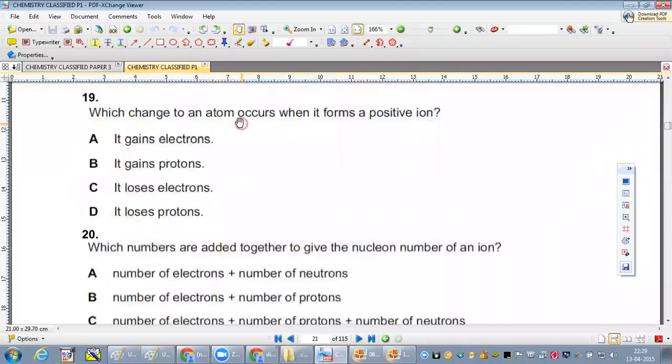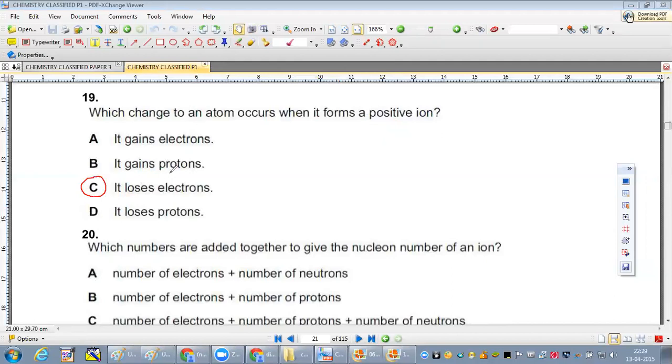Which change to an atom occurs when it forms a positive ion? Remember, when there is a positive ion, it means it has one or more positive charges. Positive charge is carried by protons, so the number of protons will be more and the number of electrons less. Only electrons can be given or taken. So a positive charge will be there when electrons are lost. So the correct option over here is it loses electrons.